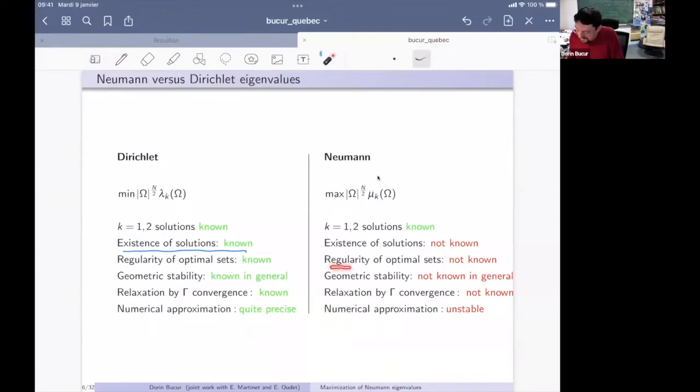For Neumann, in fact, we not only don't know the existence of a solution, but we also don't have a strategy to prove regularity. And I will tell you why. Now, stability of the spectrum, what does that mean here?